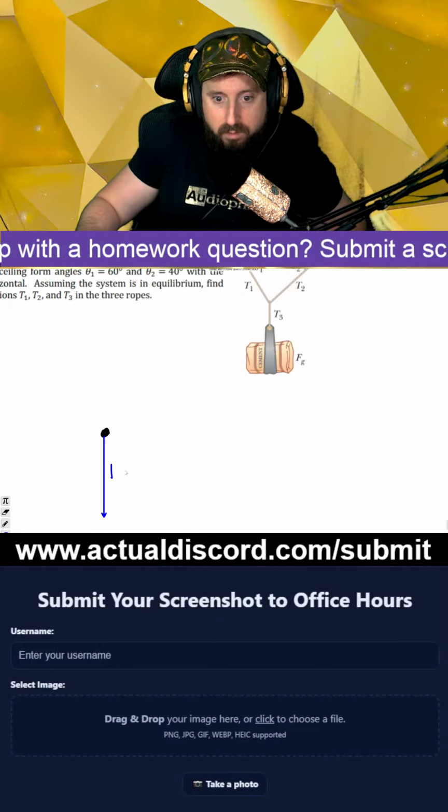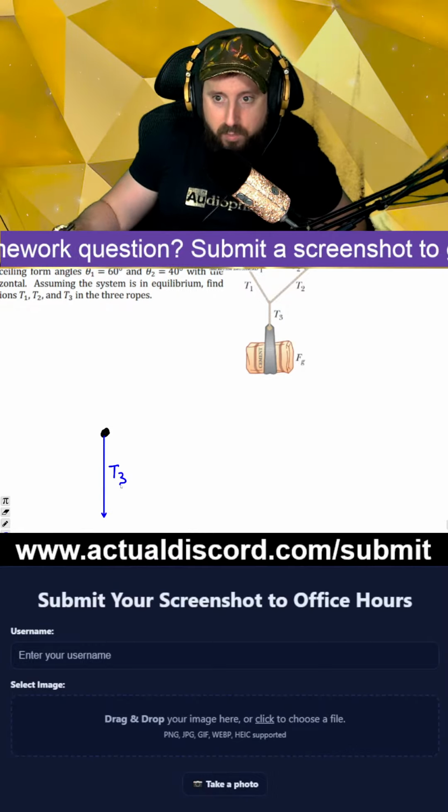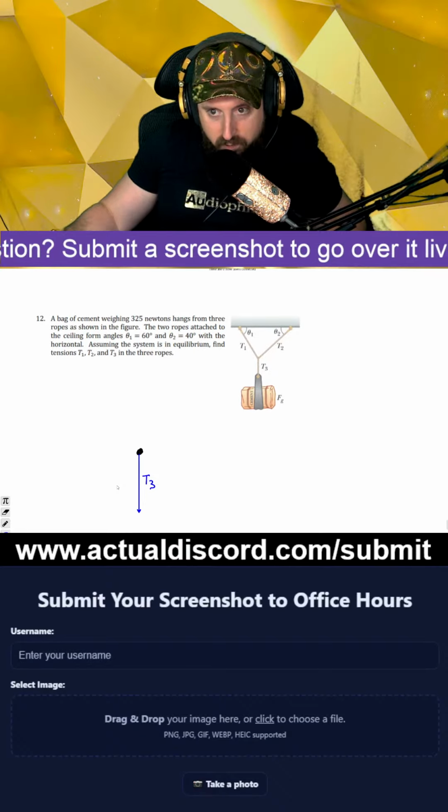Plasma physics. That's what I did my PhD in. I don't do research anymore though. I just teach.